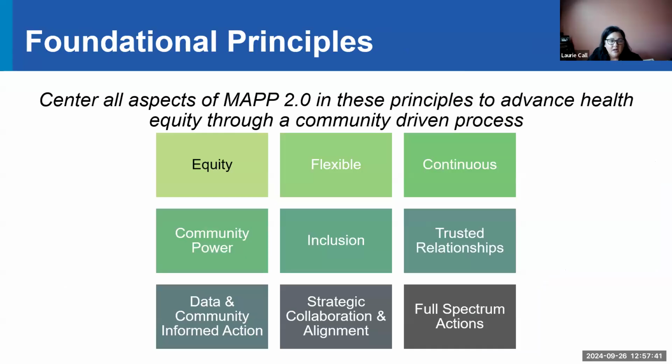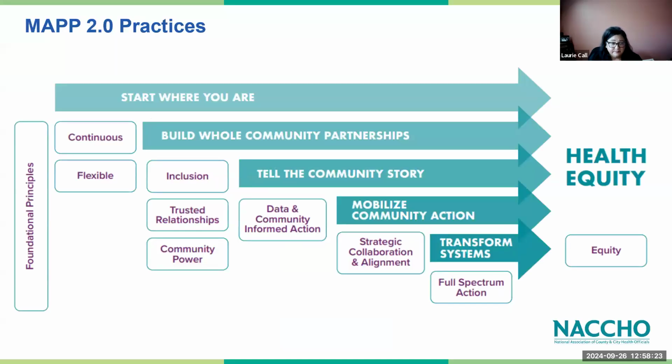Foundational principles for MAPP. We've talked about a few of these already. We've talked about equity and somewhat community power and inclusion, but there are others about being flexible and continuous in the work and continuous quality improvement, building and developing trusted relationships with community and other partners, data-driven decision making and data-informed action is a really important piece. Strategic collaboration and alignment, not going alone, but doing this together. So quite a bit of these principles are carried over from the previous MAPP, but also expanded on.